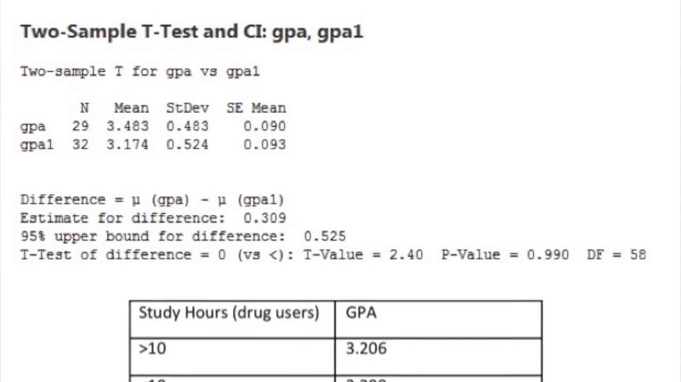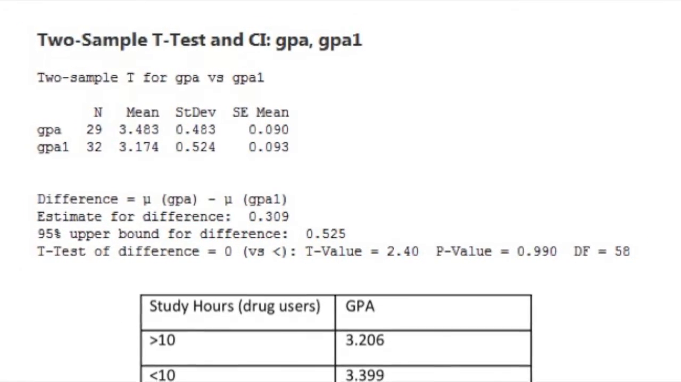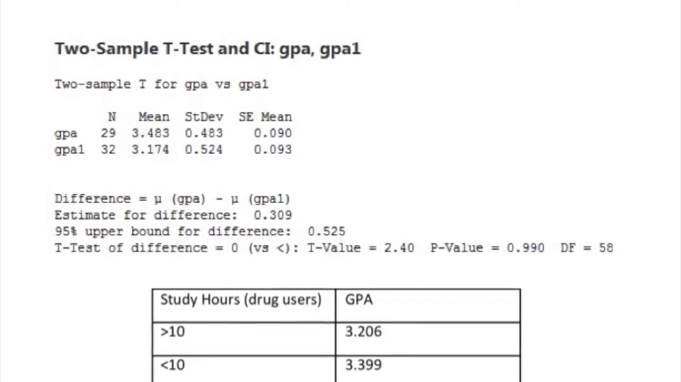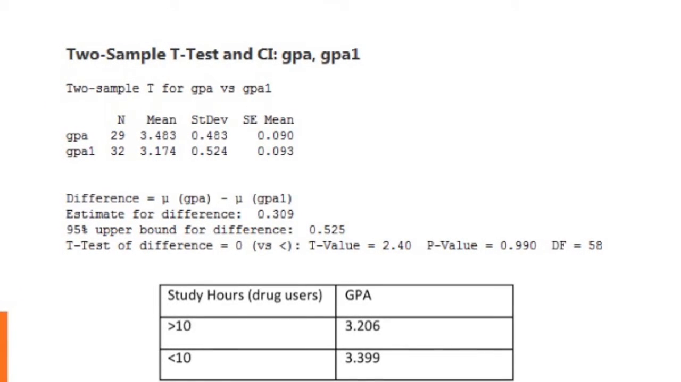This test shows students who participate in drug use and study less than 10 hours and more than 10 hours. Our claim says that students who study more than 10 hours will have a higher GPA than students who study less than 10 hours, and based on our test, we can support our claim.